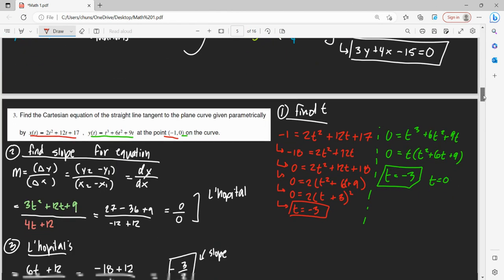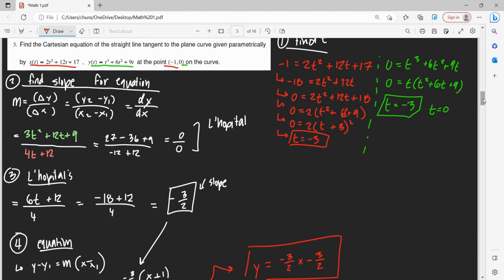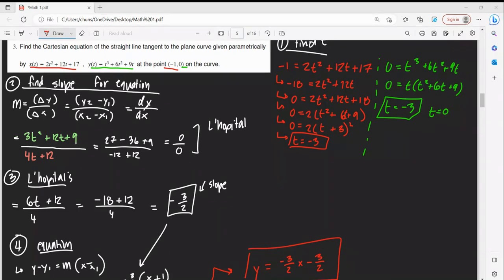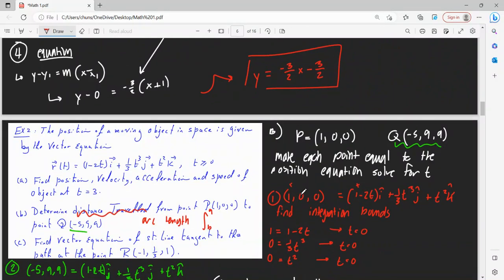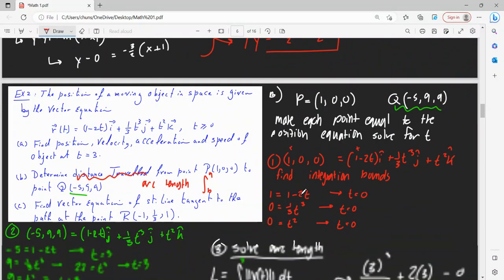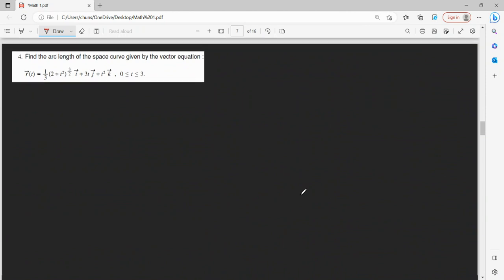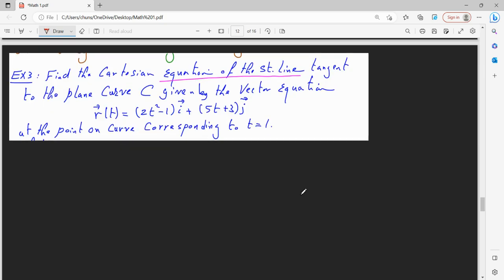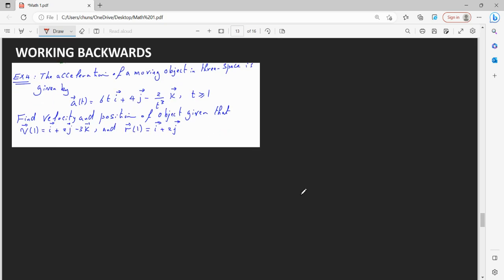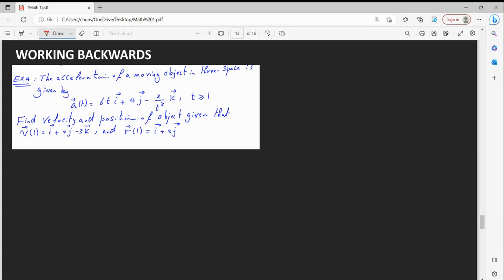So we've had some experience working with starting with a position vector and going to find velocity and acceleration. But now what happens when we want to go backwards? What if we're given acceleration and we want to go backwards to find velocity and go further back to find position? All right, so let's talk a little bit about that. So working backwards, we're going to use this example right here. Take a second to look at that and think about how you would do it.